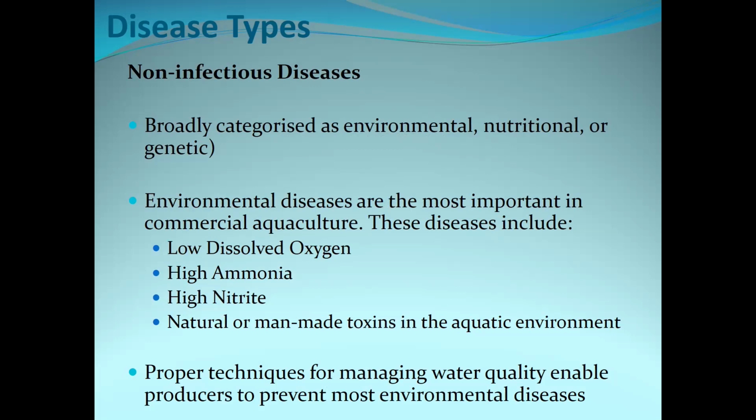Environmental diseases are the most important in commercial aquaculture. These diseases include low dissolved oxygen, high ammonia, high nitrite. It could be natural or man-made toxins in the aquatic environment, right? So proper techniques for managing water quality enable producers to prevent most environmental diseases. So again, you see how everything is interrelated.